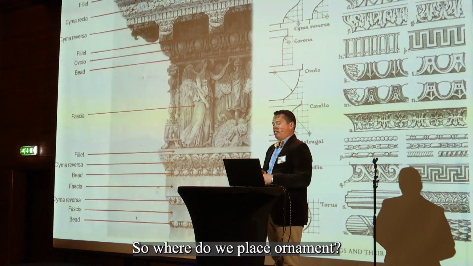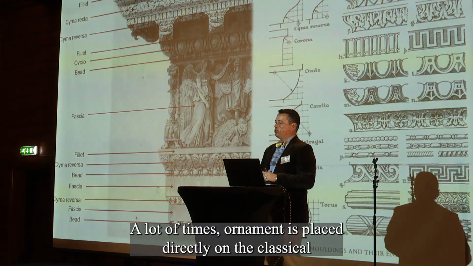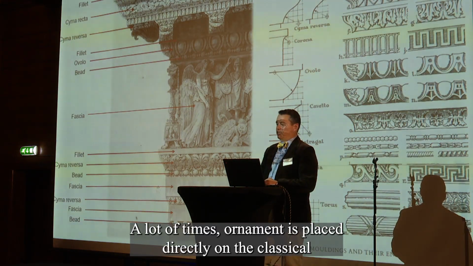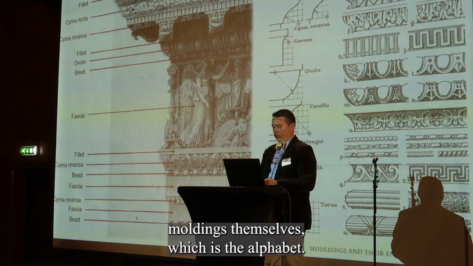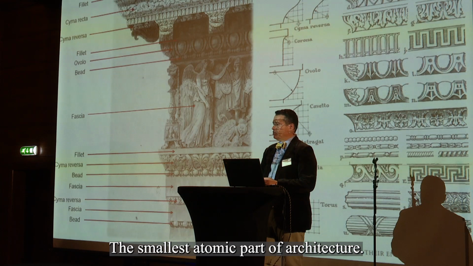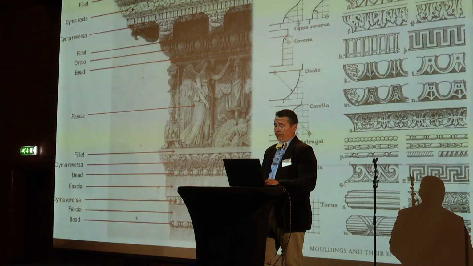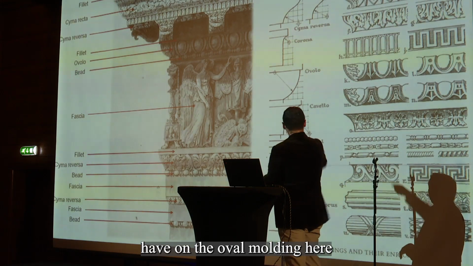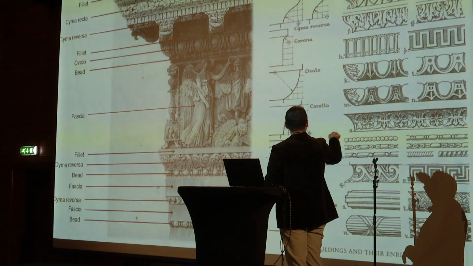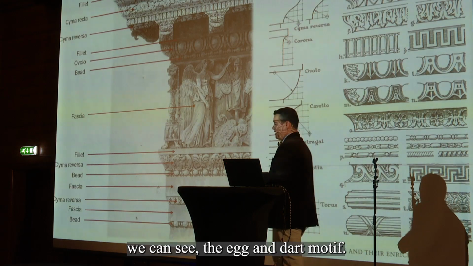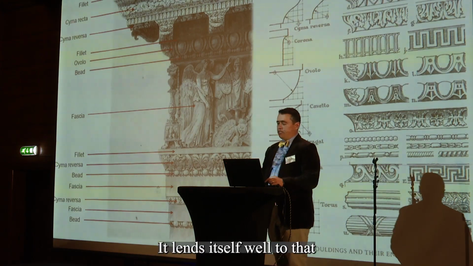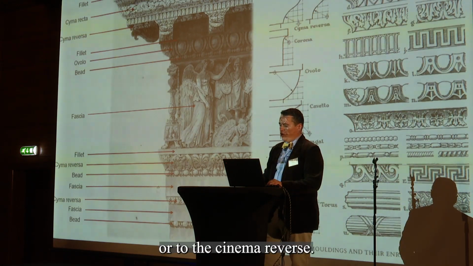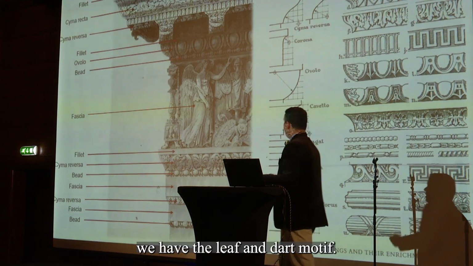So where do we place ornament? A lot of times, ornament is placed directly on the classical moldings themselves, which is the alphabet, the smallest atomic part of architecture. Oftentimes on the ovolo molding here, we can see the egg and dart motif. It lends itself well to that. Or to the cyma reversa, we have the leaf and dart motif.